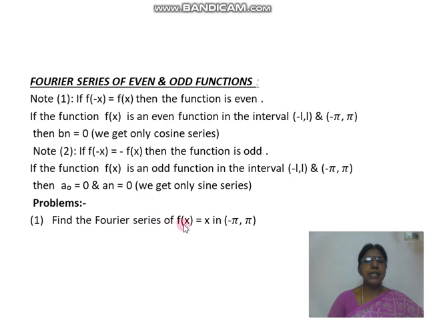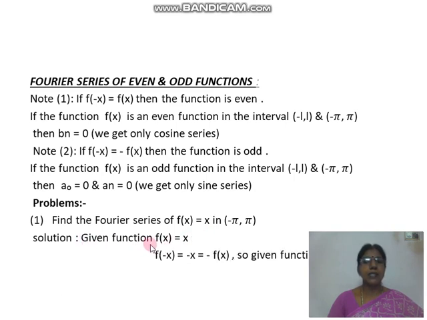Find the Fourier series of f of x is equal to x in minus pi to pi. The given interval is minus pi to pi. So first we check whether the given function is even or odd. We know that f of x is x to the power 1, an odd power, so this is an odd function. Otherwise we check this way.